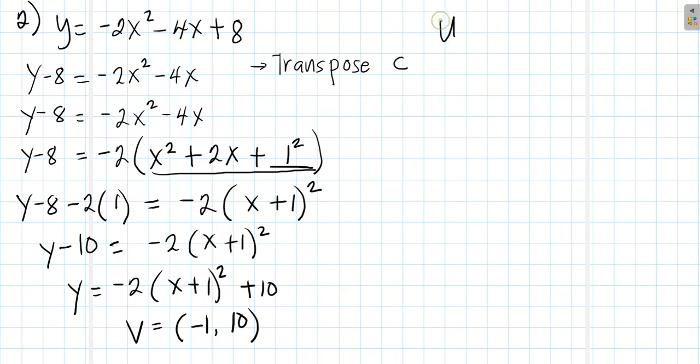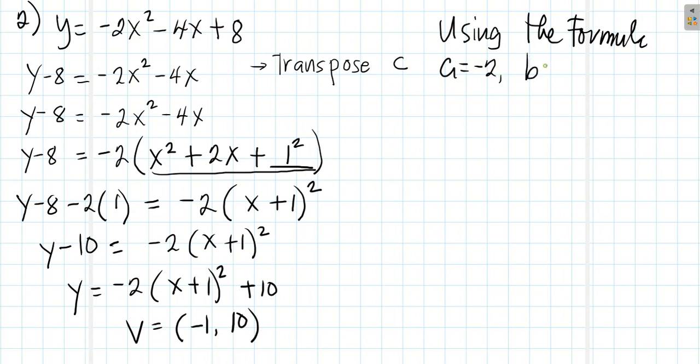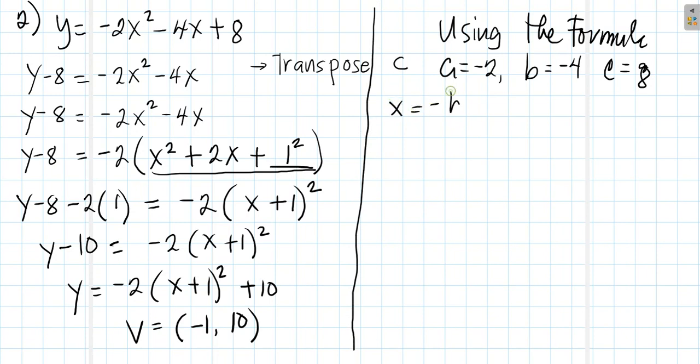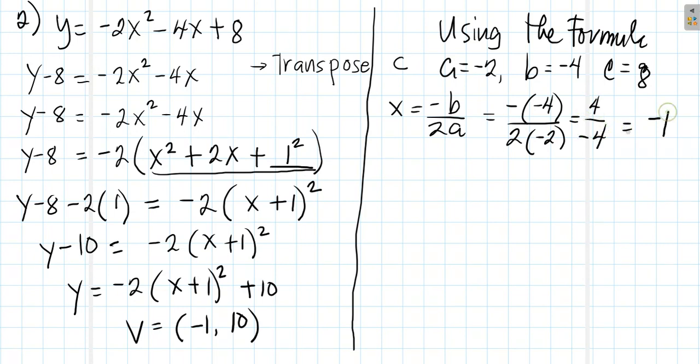How about using the formula? A is equal to negative 2. B is negative 4. C is equal to 8. So therefore, x is negative b over 2a. So we have negative, your b is negative 4, divided by 2 times your a, negative 2. We have 4 divided by negative 4 equals negative 1.